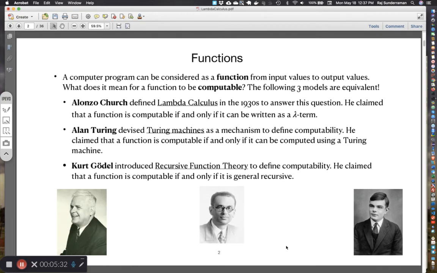Okay. At the same time, Alan Turing, of course, he's more famous than the other two names, especially to the computer scientists.